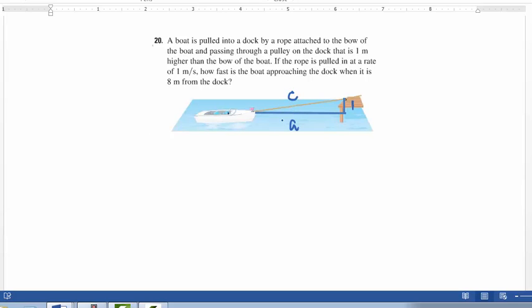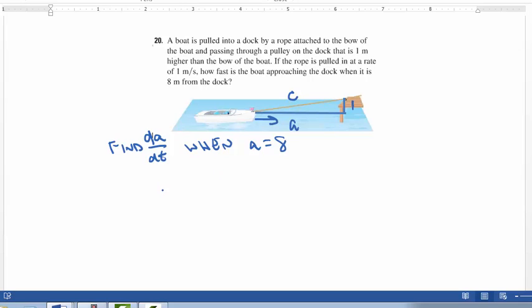And this here C. So they want you to find how fast the boat is approaching the dock. So how fast it's moving in this way. So in other words, you're asked to find dA/dt when the boat is 8 meters from the dock. So in other words, when A equals 8, right? So you want to find dA/dt when A equals 8.